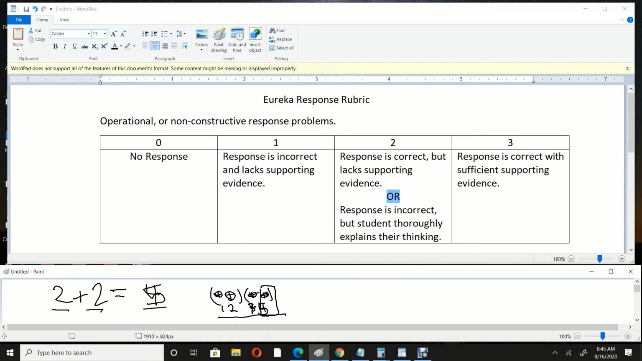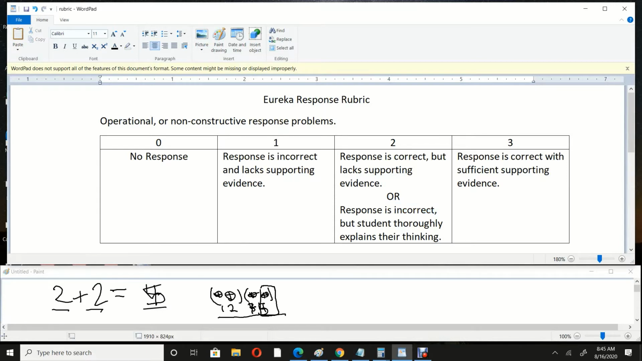So you showed your work, but you got a wrong answer. That's a 2-worthy score right there. Okay, so 2 is the key thing here. Even if you get the answer incorrect, you'll have a chance to get your points if you show your work.